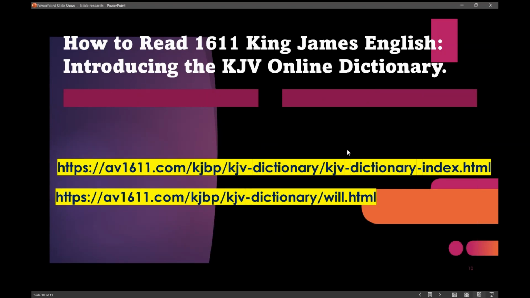Now, if you want to put this tool in your toolbox of things, make a note of it. These are the citations. So the main landing page has to be av1611.com. And I bet you this would all come up. But if it doesn't, you need this whole path, okay? And then, as I said, the individual word will has its own web page, will.